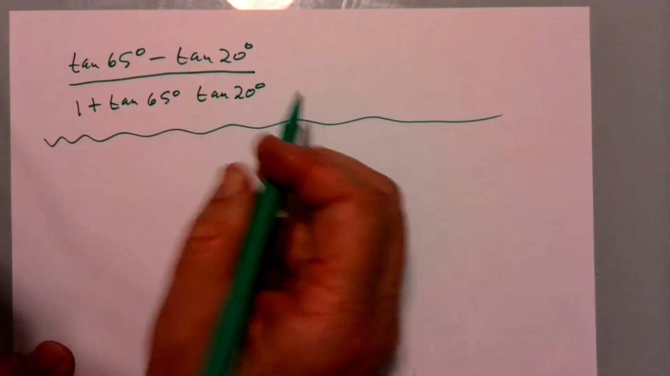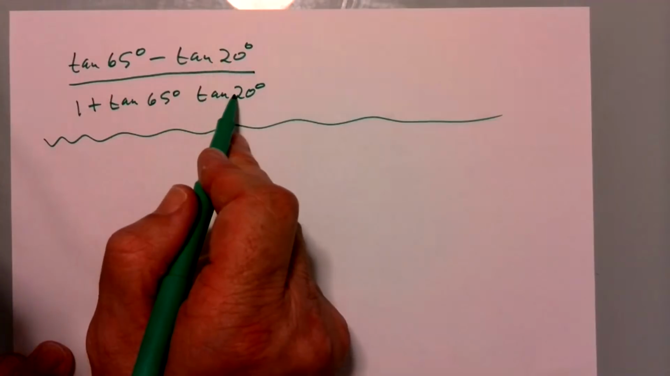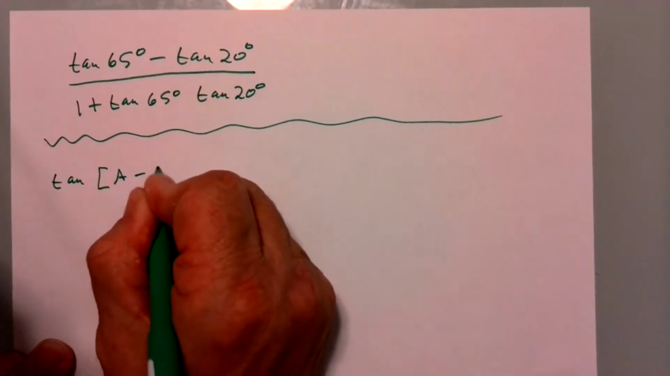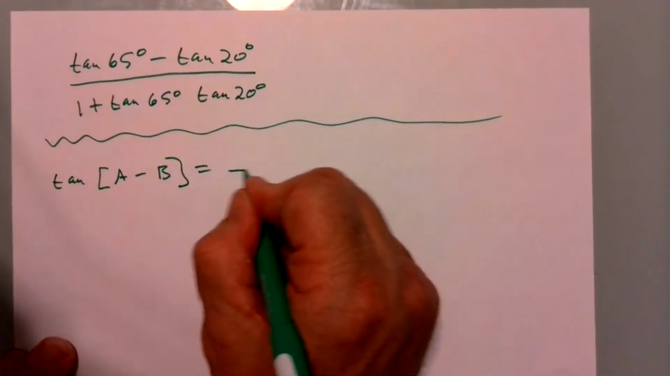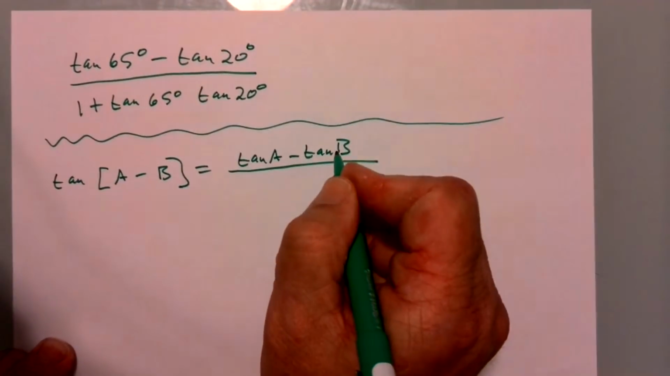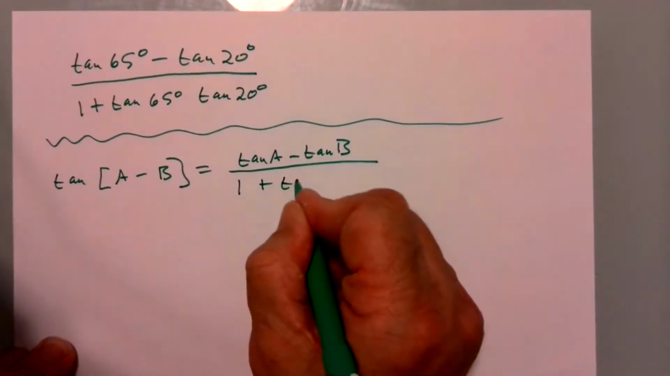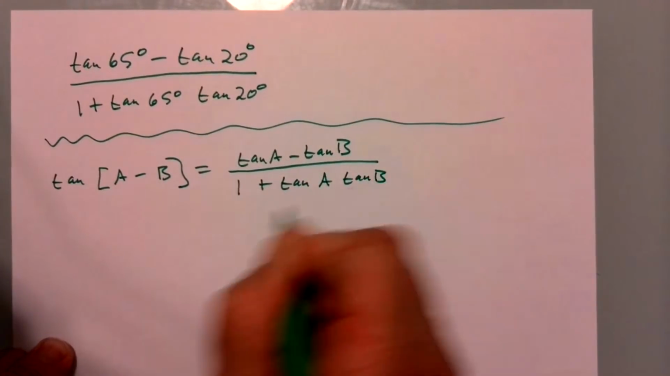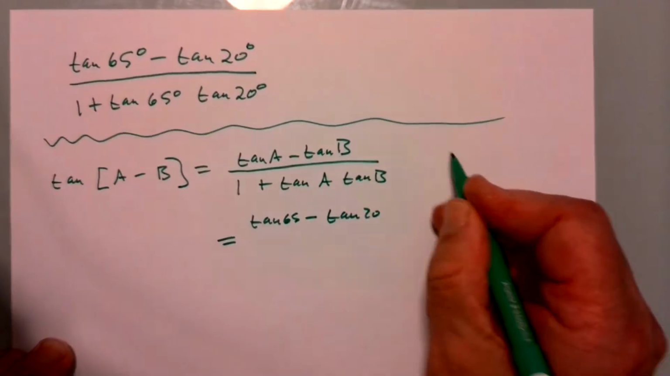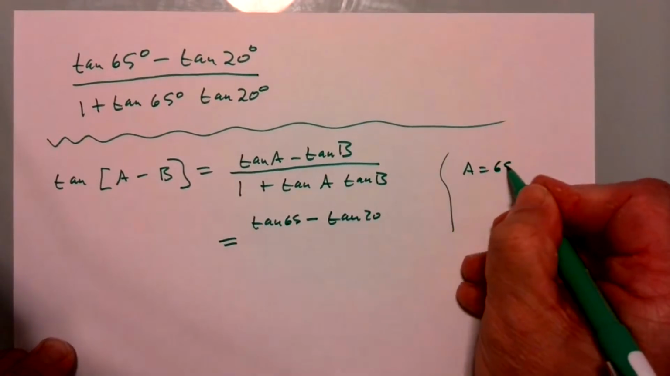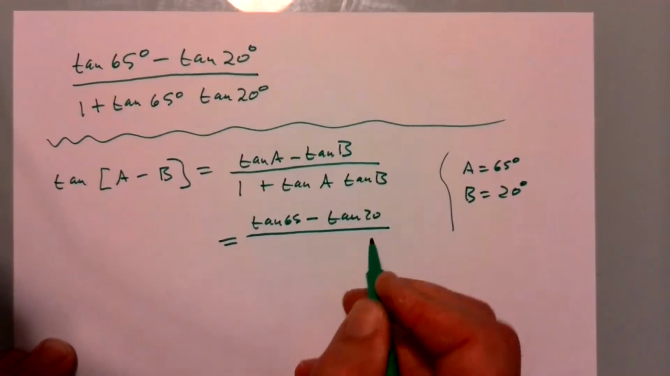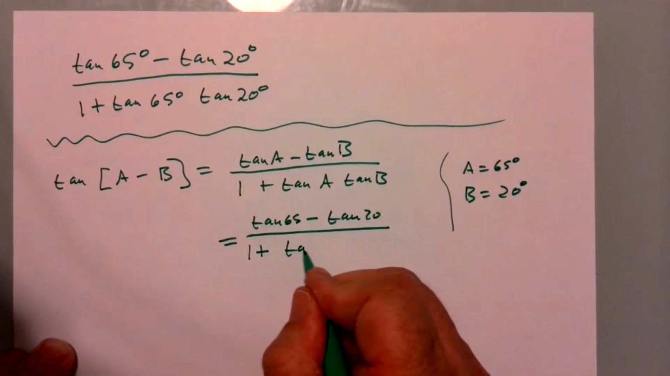You're looking for tan A minus tan B on the top, 1 plus tan A tan B on the bottom. So if that's the case, I am using the following identity. Looking at my identity sheet, I find tangent of A minus B equals tangent A minus tangent B over 1 plus tangent A tangent B. Writing the right-hand side there, tangent 65 comes first, minus tangent 20 comes second. So it appears as if A is going to be 65 degrees and B is going to be 20 degrees. On the bottom, I will say 1 plus tangent 65.